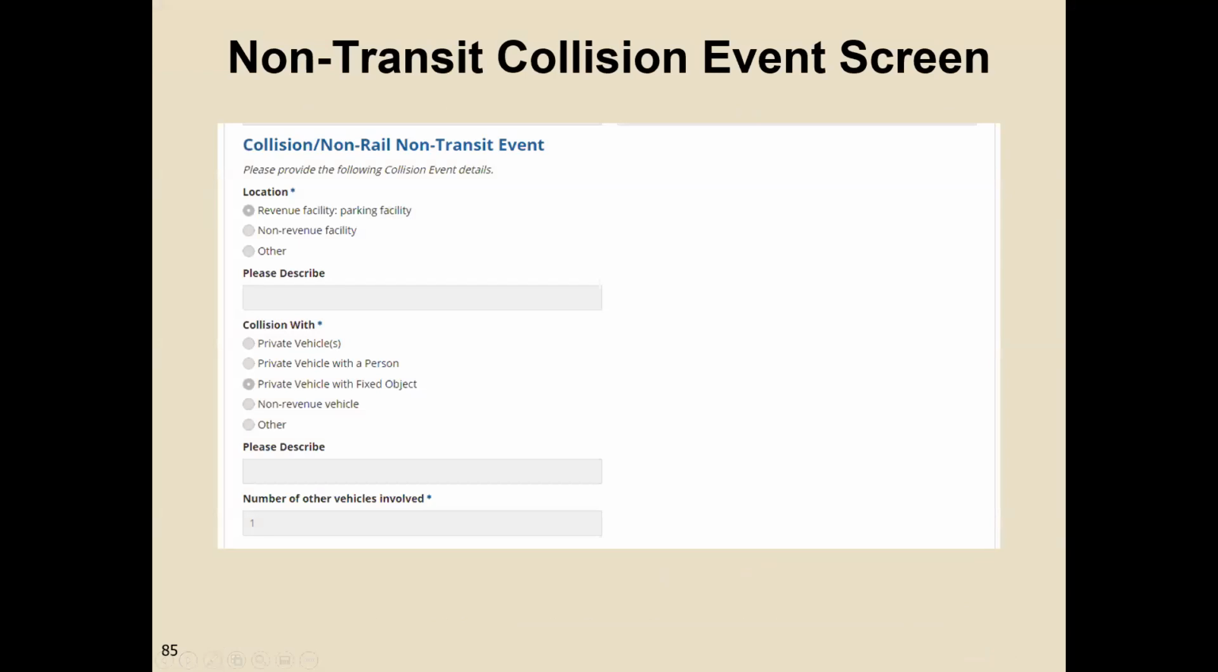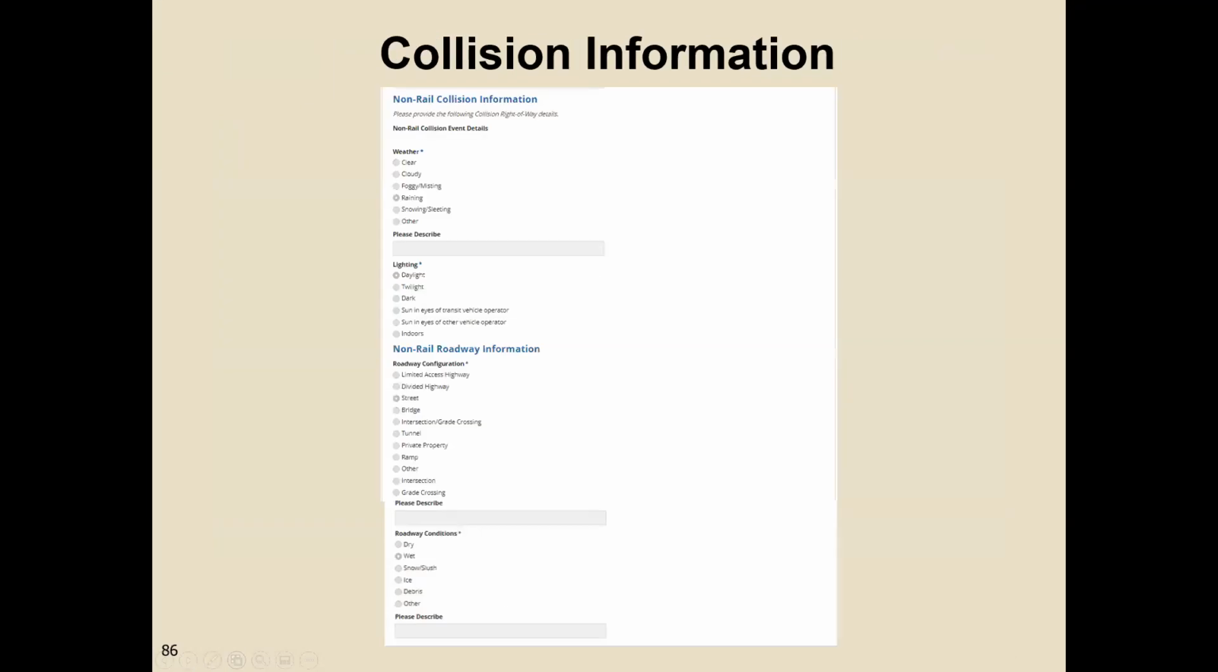The non-transit collision form will appear when you select the collision event type on setup screen 1 and select no to the question, were transit revenue vehicles involved in this collision, on setup screen 2. After the collision event information screen, the next screen to appear is the collision information screen shown here.